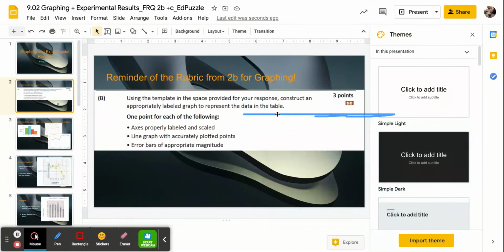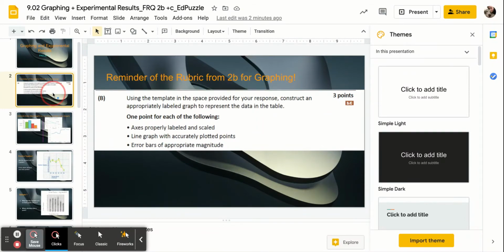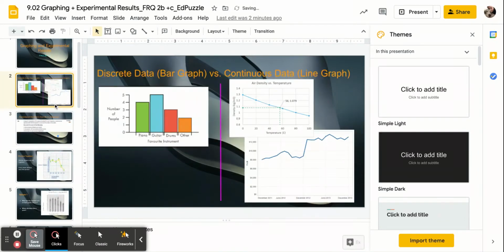Here we go. We're going to talk about this rubric actually in just a second. I want to talk about this slide first before we even get into the rubric.